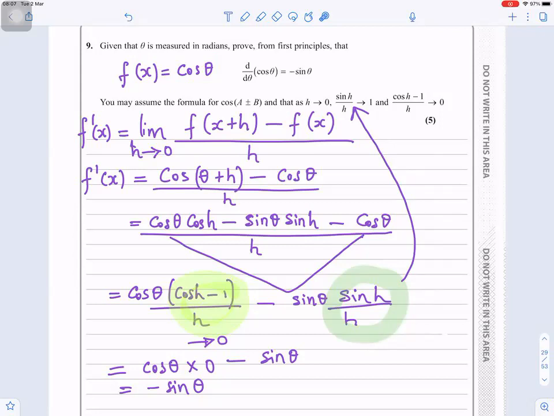As h tends to 0, sine h over h tends to 1, and cos h minus 1 over h tends to 0. So this one tends to 0, and this will be cos theta times 0. All of this will be 0, and all of this will be 1. So cos theta times 0 is 0. Minus sine theta times 1 gives you minus sine theta.